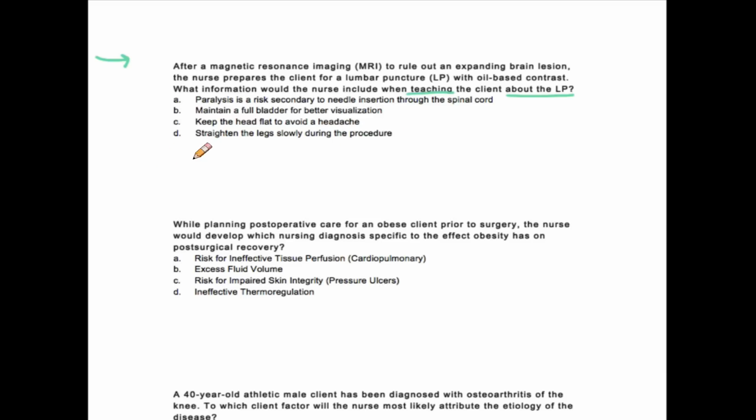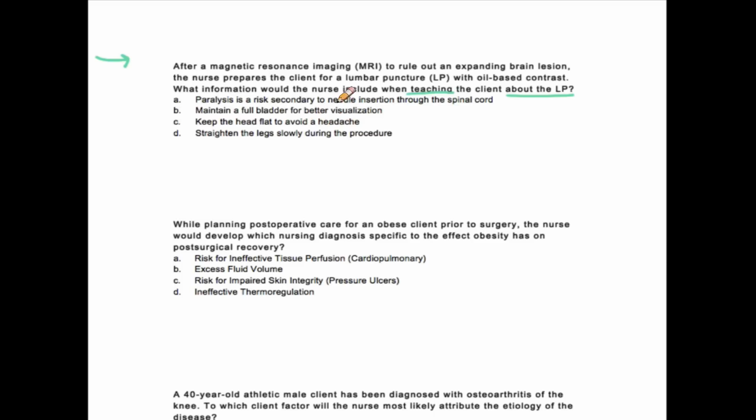Now, the first thing we can think with this question, and we can do it with all NCLEX style questions, is expected outcome. I want you to always think about expected outcome. Based off of the scenario, what do you expect? If we're looking at A, paralysis is a risk secondary to needle insertion through the spinal cord, a lot of people picked A when I posted this on Instagram. But there's a problem with this.